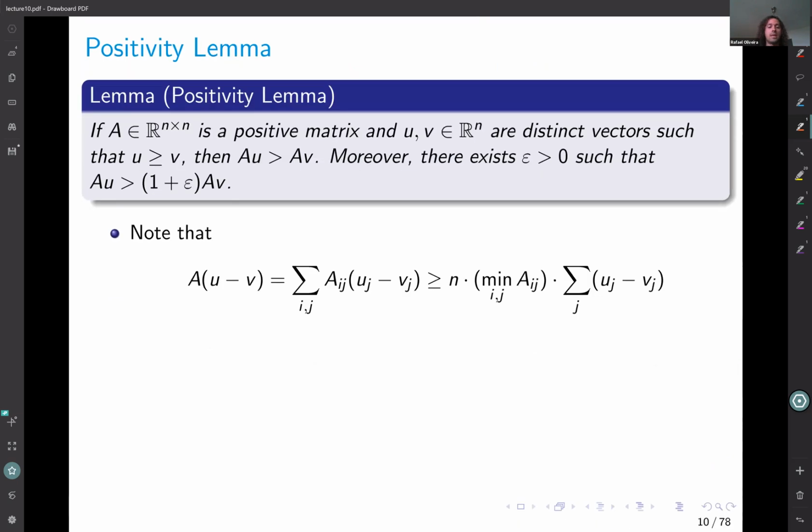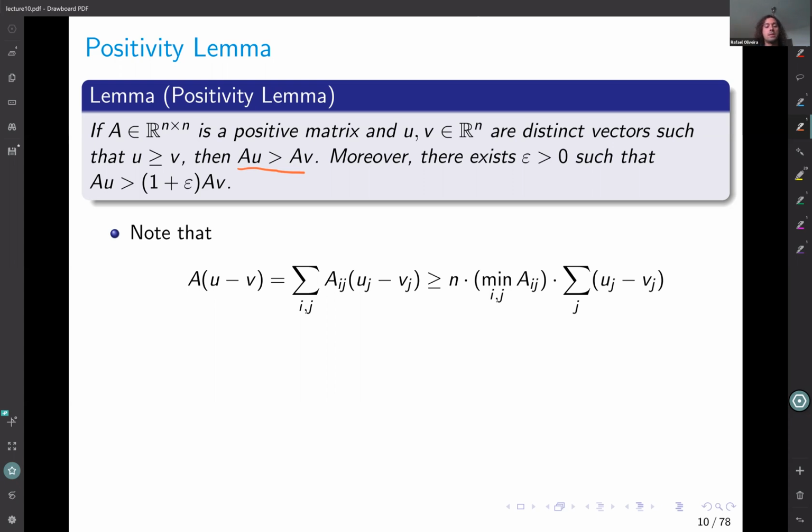So just note that if we're trying to prove that AU is bigger than AV, we might as well just try to prove that A times U minus V is bigger than 0, right? Because that's equivalent. So, all right. So let's just compute A times U minus V.